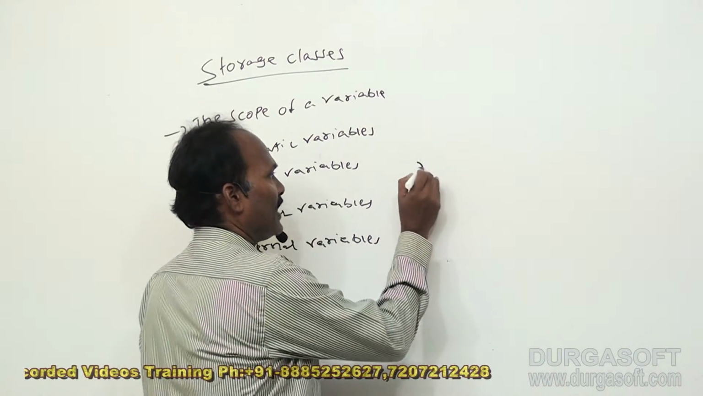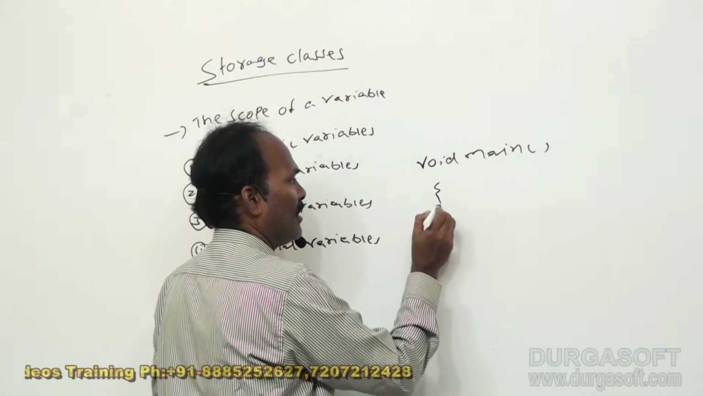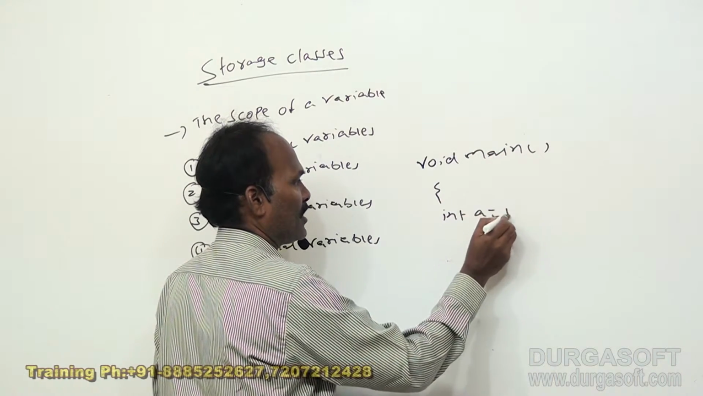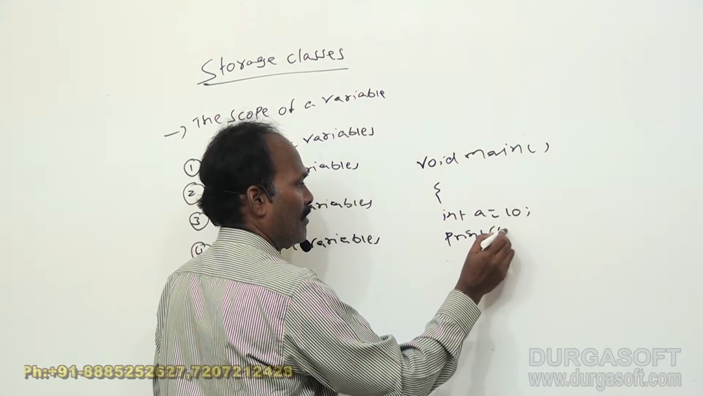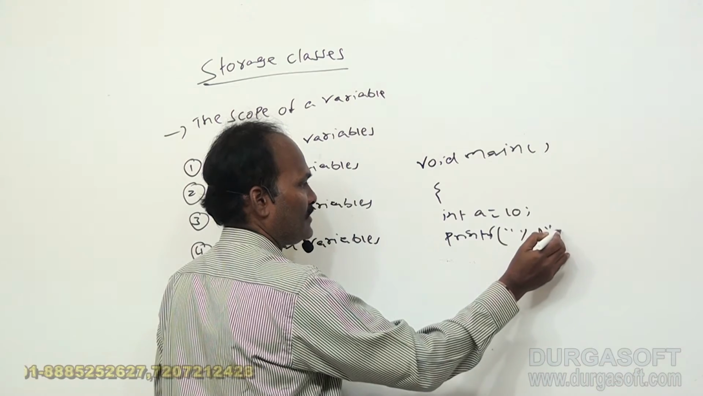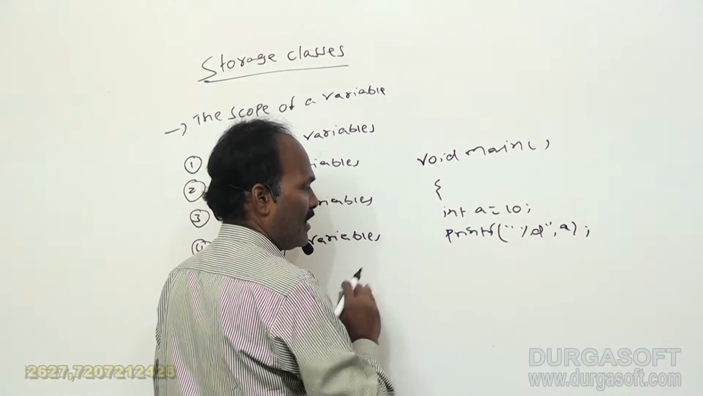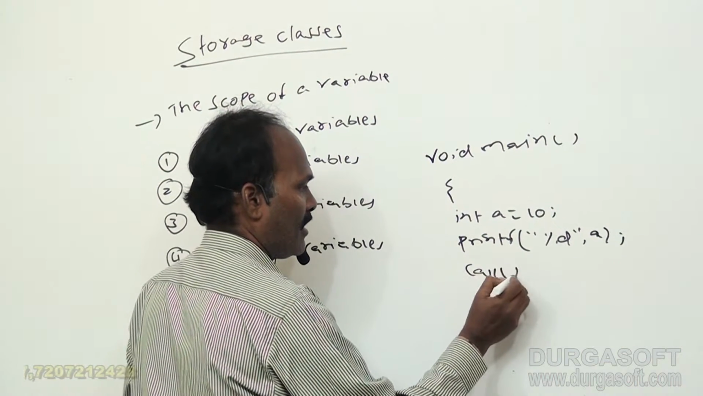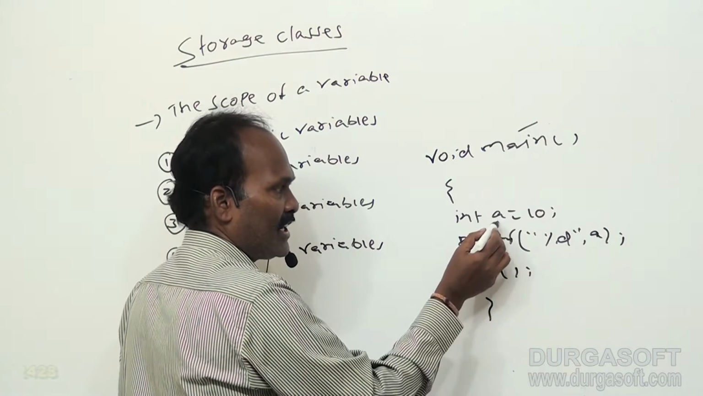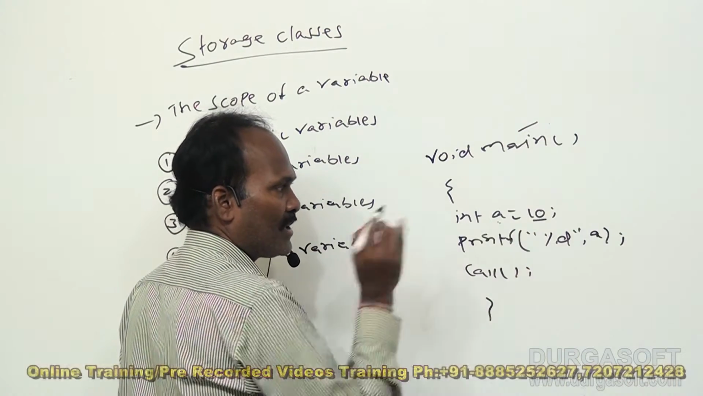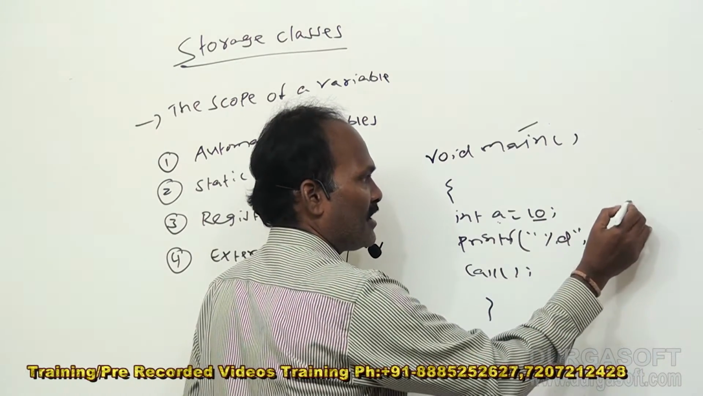Suppose here I declare a variable like this: void main, integer a equal to 10, printf %d and a. Whenever the main function is started, a is automatically created and 10 is initialized to a. In the next line, it is going to print 10.